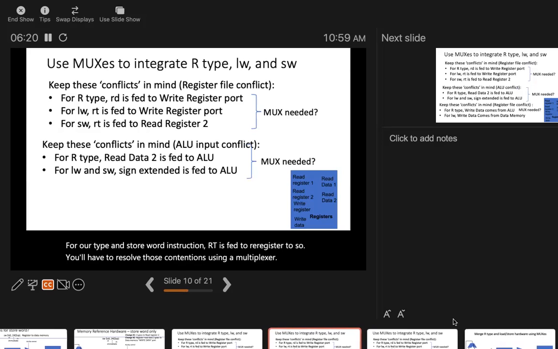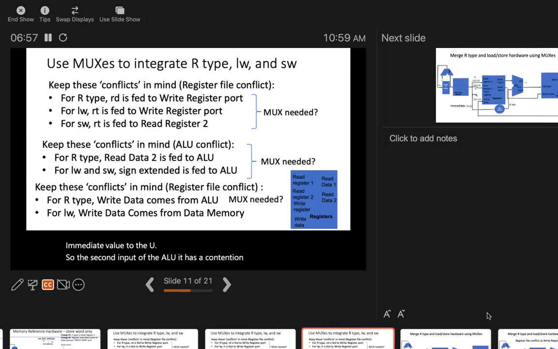Even your ALU has a problem, specifically the second input. For R type, read data 2 is fed to the ALU, because for an R type instruction you are performing RS plus RT if it's a simple add. So the ALU has to add the value of RS, which is coming out of read data 1, and the value of RT, which is coming out of read data 2. But for load word and store word instructions, we are sending the sign extended immediate value to the ALU. So the second input of the ALU has a contention there.